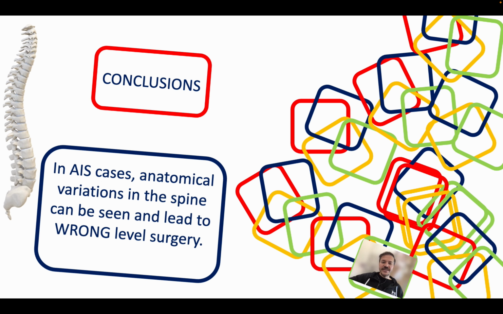In AIS cases, anatomical variations in the spine can be seen and lead to wrong level surgery, because, as I said in the Twitter post of Dr. David Skaggs, there may only be 11 pairs of ribs, or the 12th vertebra may have very, very tiny ribs. So it may mislead us to a wrong level, as we may think that it is T12, but in fact it may be the T11 vertebra. So wrong level surgery is a very important topic of this manuscript.